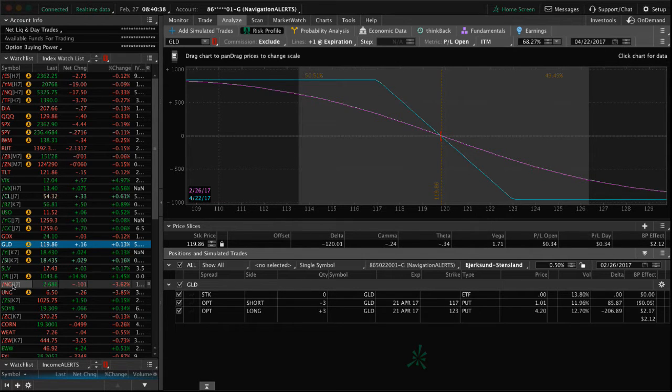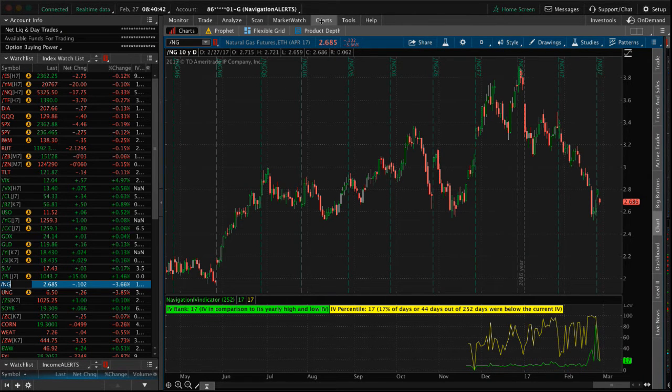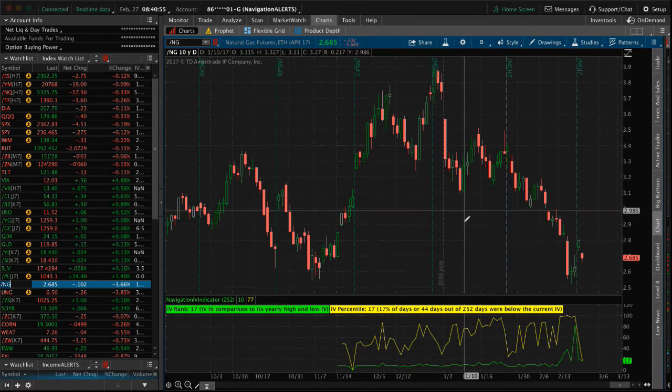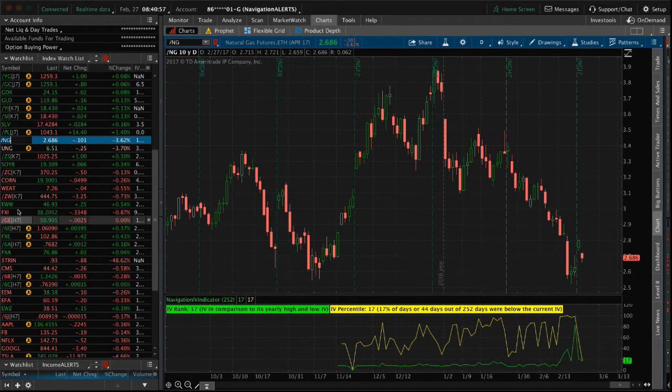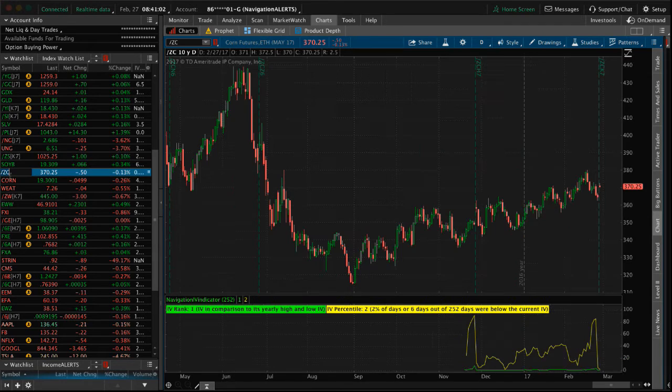Some of the other symbols that we're trading. If you look at natural gas, it has had a significant run down. Had a nice pop on Friday, then it's down a little bit again today. So we'll continue to monitor that. We've got a few positions on in natural gas. If we look at soybeans, the grains, corn, just kind of trading in a range here. We've got a couple positions on in the grains.